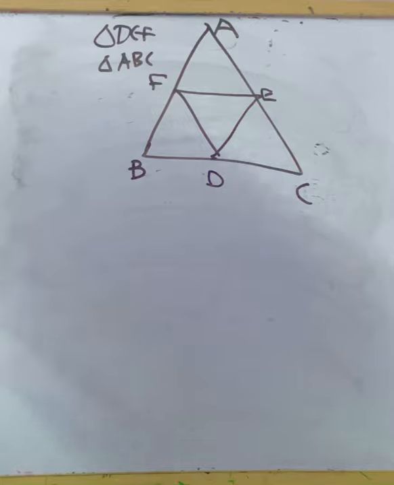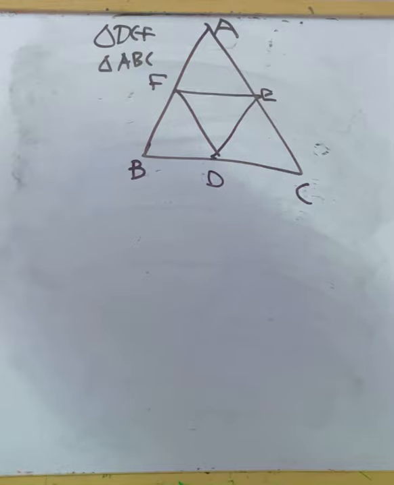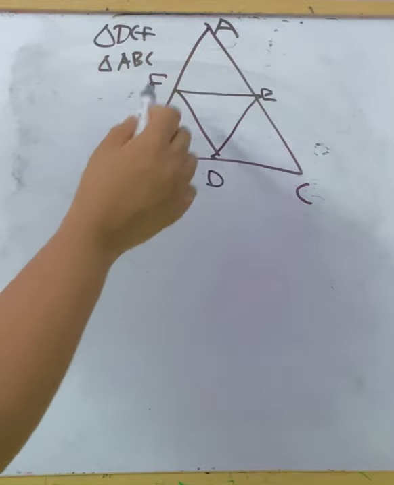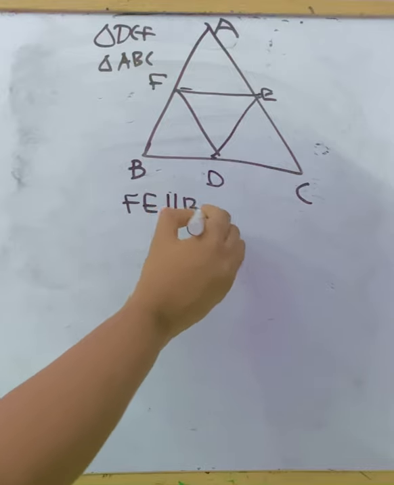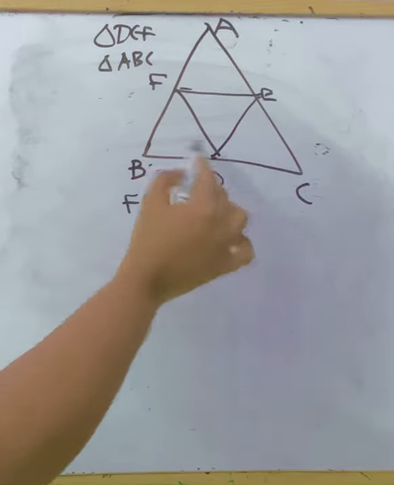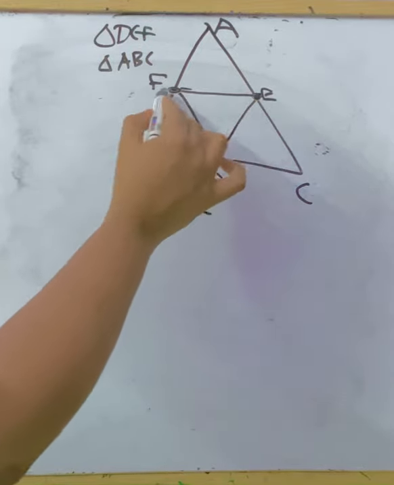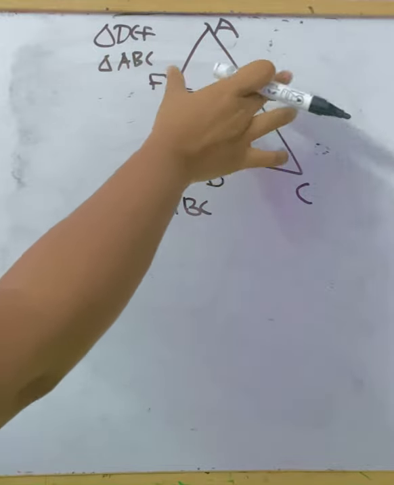Now coming to the figure, we can see in triangle ABC we have these midpoints. We joined them and we got another triangle DEF. In that we can say FE is parallel to BC. The reason is the midpoint theorem. That is, in a triangle, if we join the midpoints of two sides, then that line will be parallel to the third side.